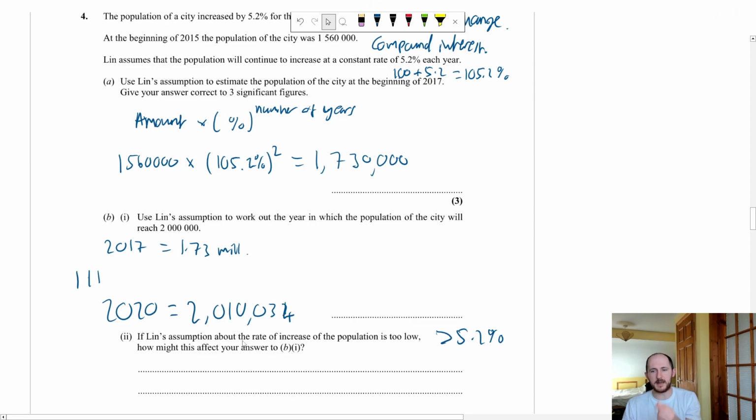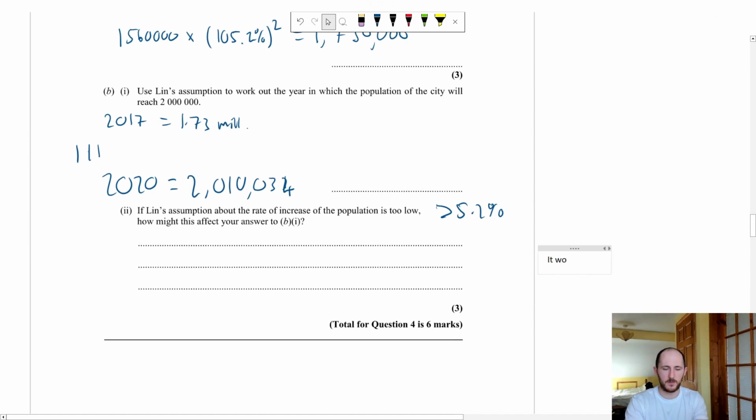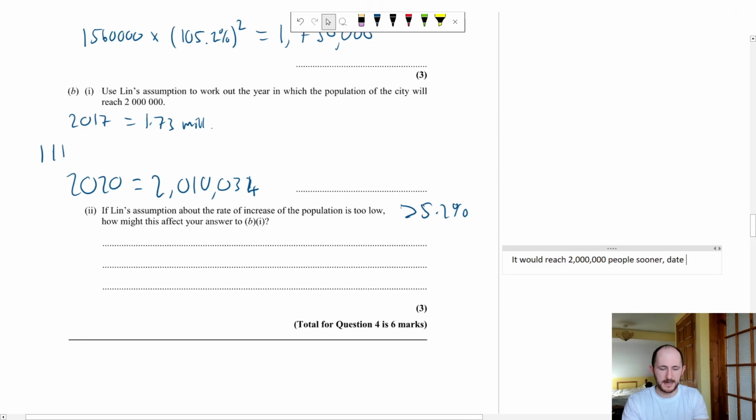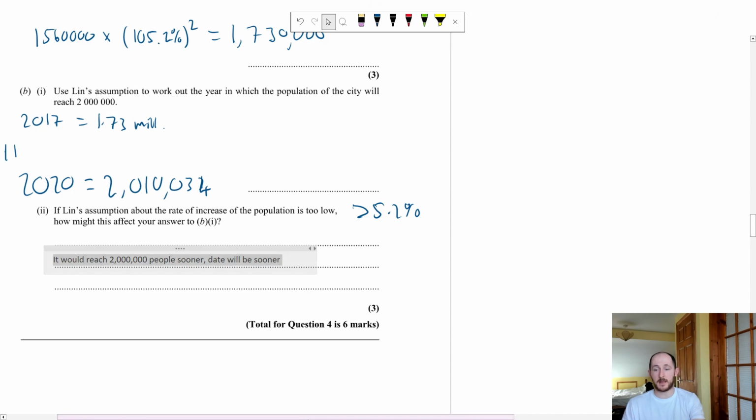So what does that mean about our answer to part B, part I? How long it would take to get to 2 million? Well, it means the answer will actually be less than or sooner than 2020 because it would have increased at a faster rate. It would have reached 2 million people sooner. So in other words, the date will be sooner. That's how you get that mark.